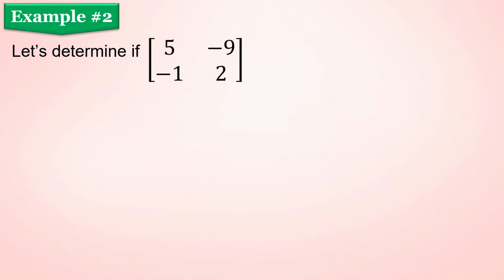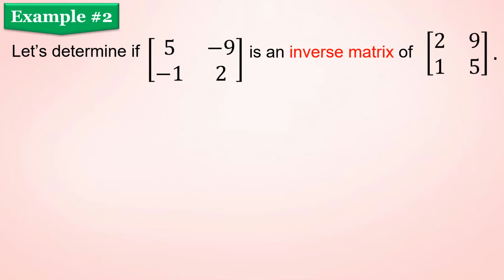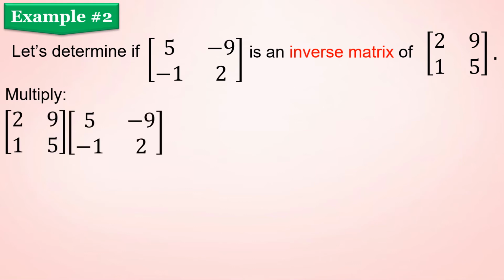Now let's move on to example number 2. Let's determine if 5, -9, -1, 2 is an inverse matrix of 2, 9, 1, 5. So in here, we are going to multiply the two matrices. And take note, as we multiply, it is row times the column.